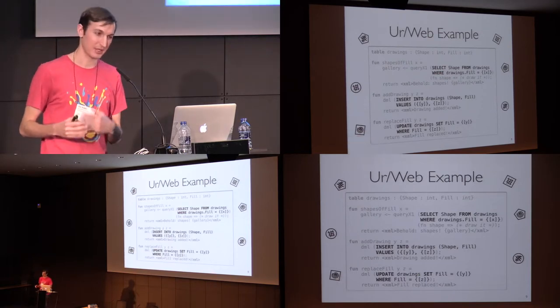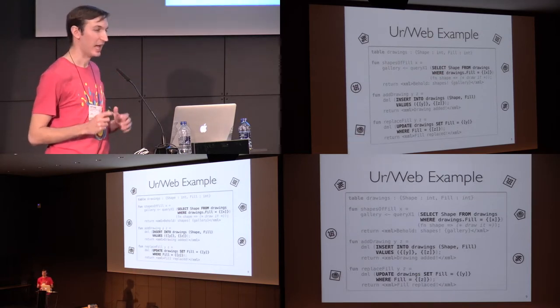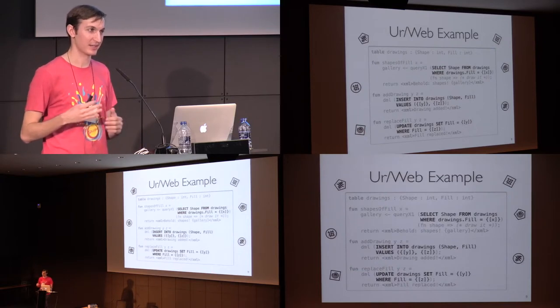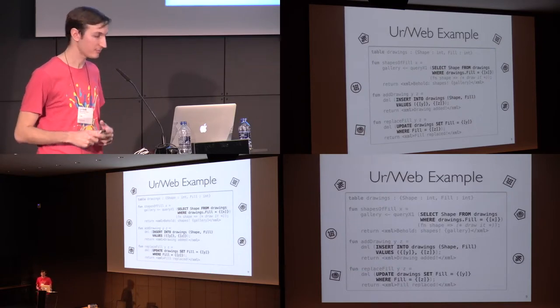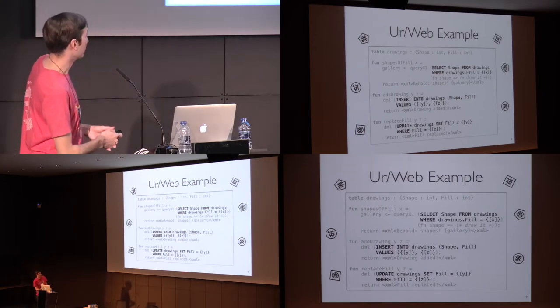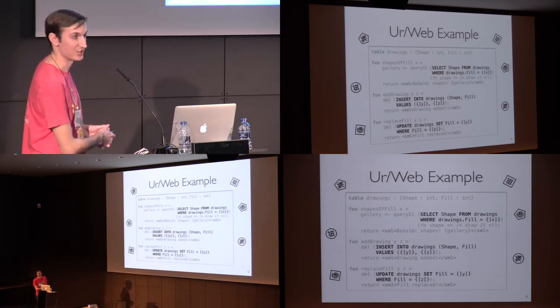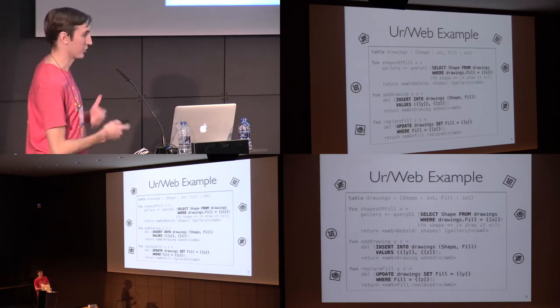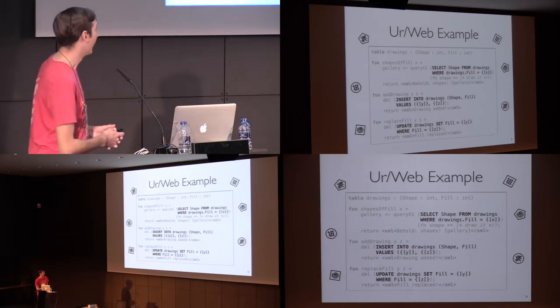A few things you should know about UrWeb. It's basically ML with certain domain-specific elements injected for working with web applications. So each of these top-level functions is a web page. So this is a really exciting website for drawings, three different web pages.